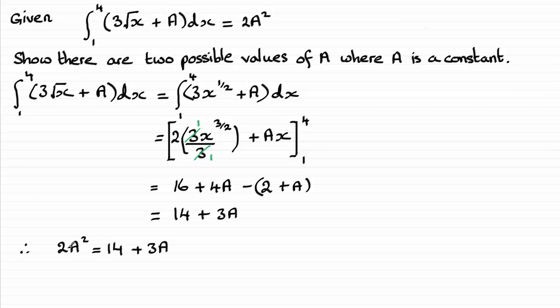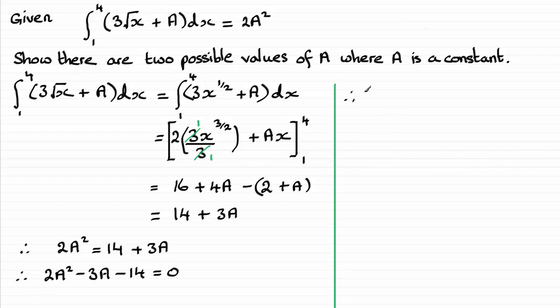And being a quadratic equation, I just need to rearrange it, make it equal to 0. So I'm just going to subtract the 3a from both sides and the 14 from both sides. It's going to leave me with that equaling 0. And so we'll come down here next. Just need to factorize this. It factorizes very easily by the looks of it.